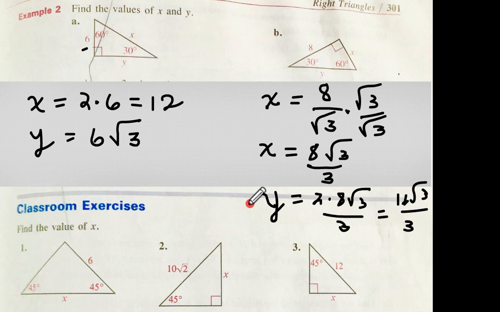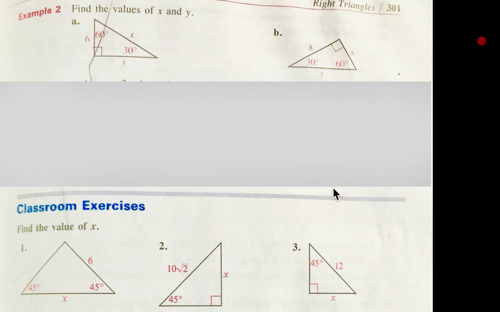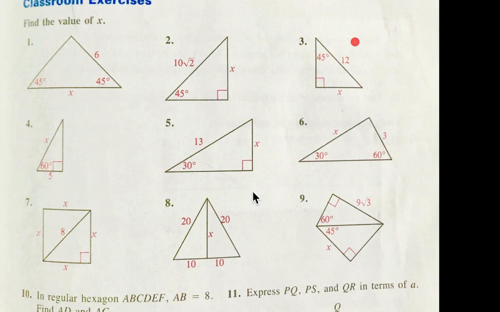So hopefully as we go through, I'm going to do the classroom exercises with you. Hopefully as we do more examples, this will become easier and easier. So here we go. Let's look at the classroom examples. This is right from your book, so you can get your book out and look at it if you want. So they start out easy and they get progressively harder.